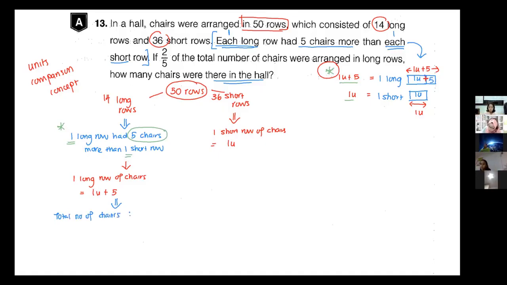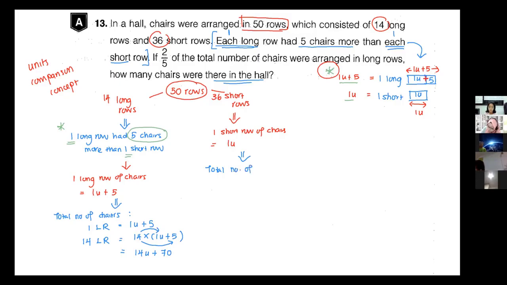So I know that one long row, LR is long row, is 1 unit plus 5. 14 long rows, what do I do? 14 times 1 unit plus 5, like that. Okay, so this will be 14 times 1 unit and 14 times 5. So it's 14 units plus 70 total chairs for my long rows. Settle. Now let's move on to my short rows. So my short rows, total number of chairs.